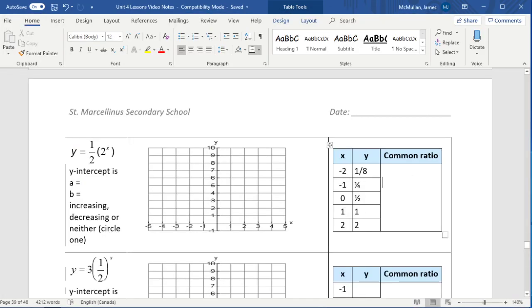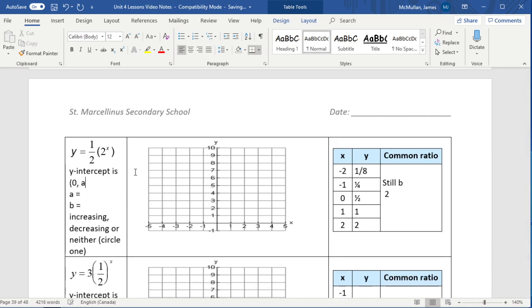The common ratio, though, is still b. The common ratio is still 2. If you take any term and divide by the term before it, you still get the b. So when you're looking at a transformed function, you can still find b doing that technique of comparing one term to the next. The y-intercept is now (0, a), which is (0, 0.5). The a value is 0.5, the b value is 2. This function is still increasing, but more slowly than the parent would have.